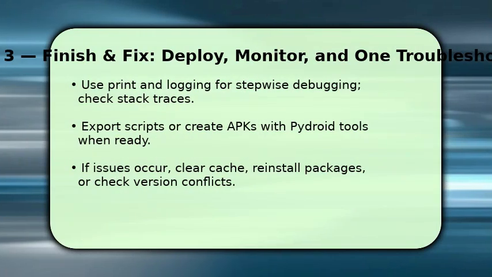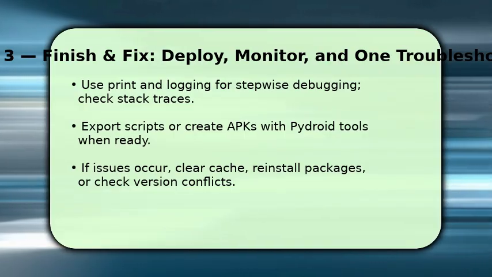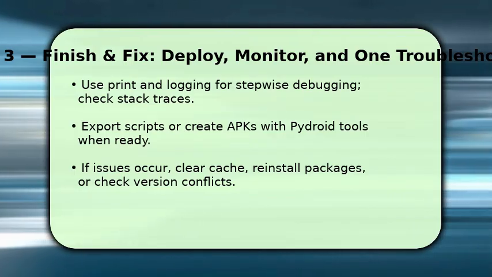To finish, debug and package. Add print statements or logging to inspect variables, then rerun until the behavior matches expectations. When ready to share, export your code files or use Pydroid's build tools to create APKs for Android. Verify dependencies are bundled. If something breaks, start with cache clear and package reinstall and confirm library versions.